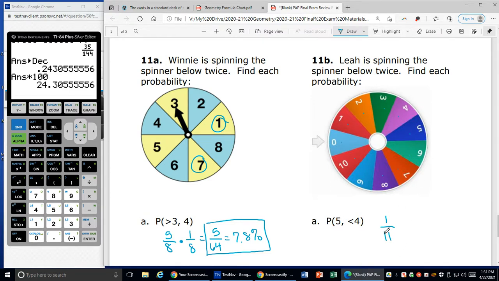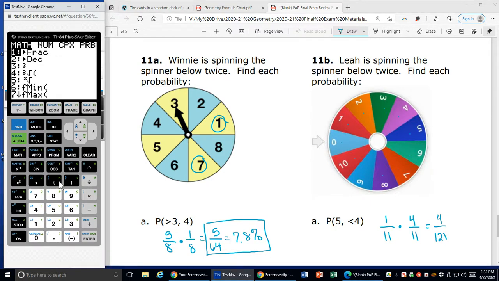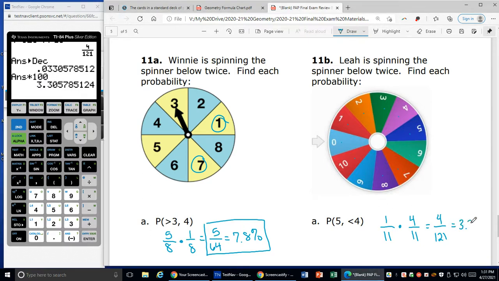So 1 5 out of 11 spaces times less than 4, that would be 0, 1, 2, and 3. So there's 4 spaces that are less than 4 out of 11 spaces. So 1 times 4 is 4. 11 times 11 is 121. 4 divided by 121, math fraction enter, does not reduce. Math decimal enter times 100 is 3.3%. 3.3% is the probability of landing first on 5 and then on some number less than 4.